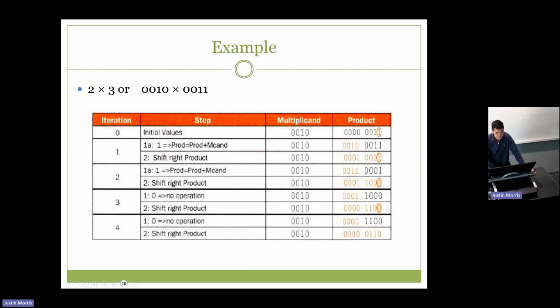And again, for the second iteration, look at the least significant bit of the product register. It's 1. We add the multiplicand to the product upper bits. And then again, for the next 2, they're both 0, so we just end up shifting the product register to the right twice. So here's another shift, and here's another shift. And then we get 6 once again.